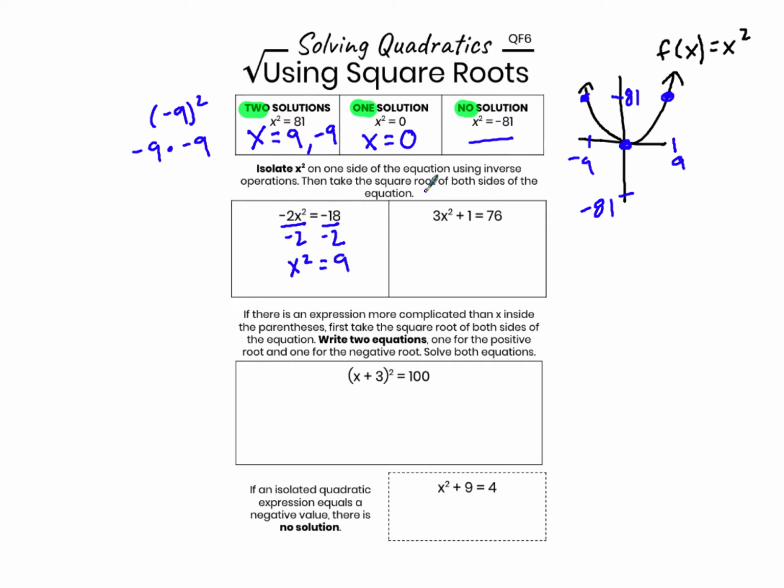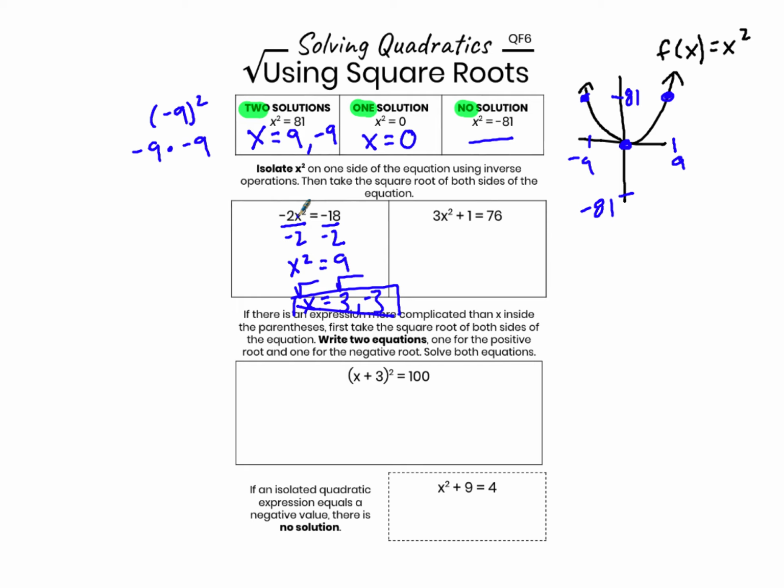Now it says to take the square root of both sides. That's because square rooting is the inverse operation of squaring. When I take the square root of both sides of the equation, the square root of x squared just leaves me with x. So square rooting x squared, I get x. The square root of 9 is not just 3. So I need to remember that this equation has two solutions, both 3 and negative 3.